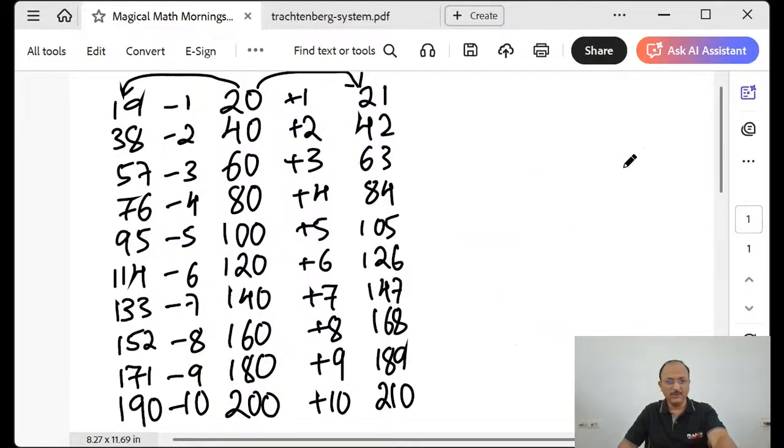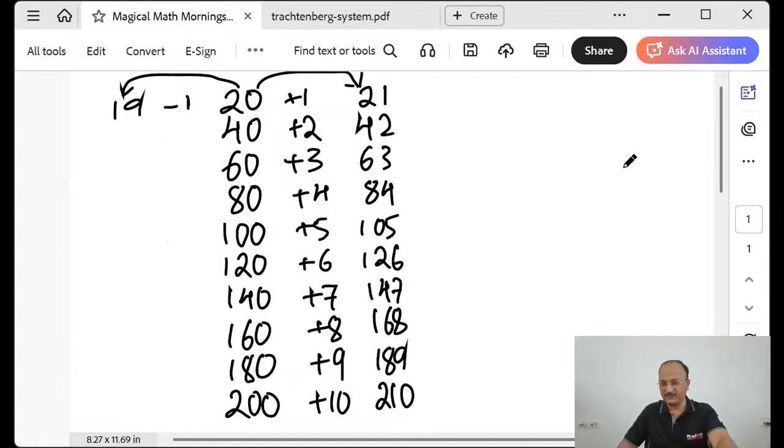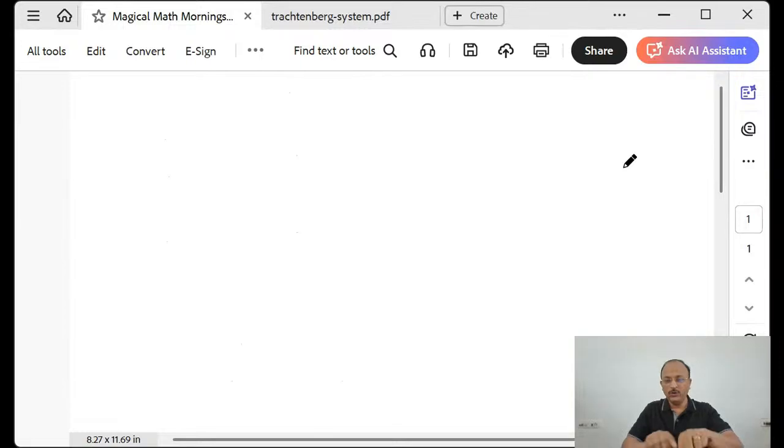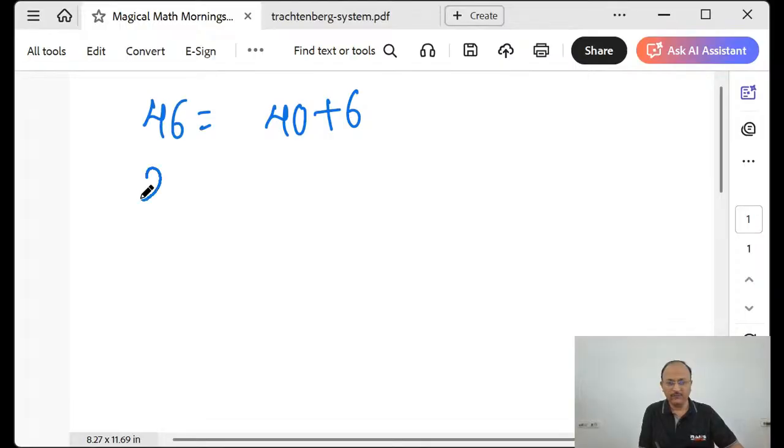For example, 55 can be written as 50 plus 5. In the same way, 46 can be written as 40 plus 6, 24 can be written as 20 plus 4. Correct, no? Suppose 18 can be written as 10 plus 8.